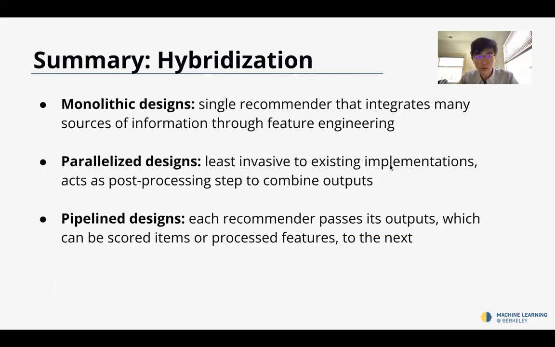It's a summary of what we talked about so far. There are monolithic designs, where you have a single recommender that integrates many sources of information, and you engineer these features in a certain way that makes them compatible. One easy way is obviously just to vectorize the whole thing. You have parallelized designs. They're least invasive in the sense that you don't have to modify any of the existing recommenders. You just allow them to predict independently and then combine the outputs at the end. And you have pipeline designs where you narrow down on the set of candidates, and you can also have each recommender compute different features using different information about the candidate items.